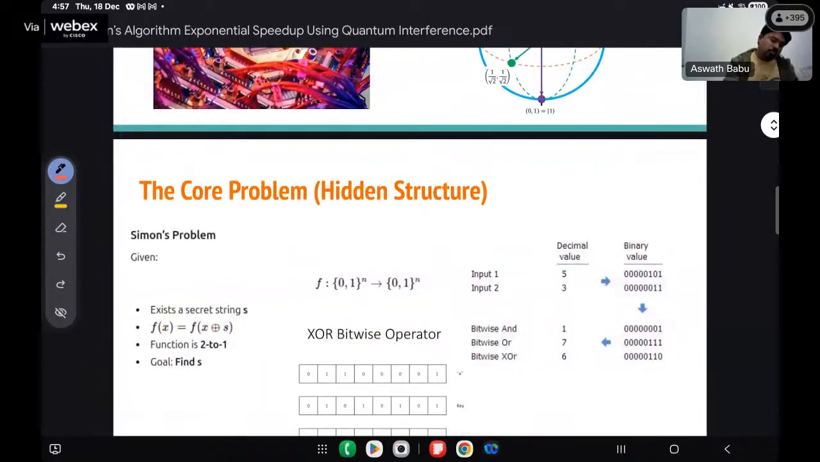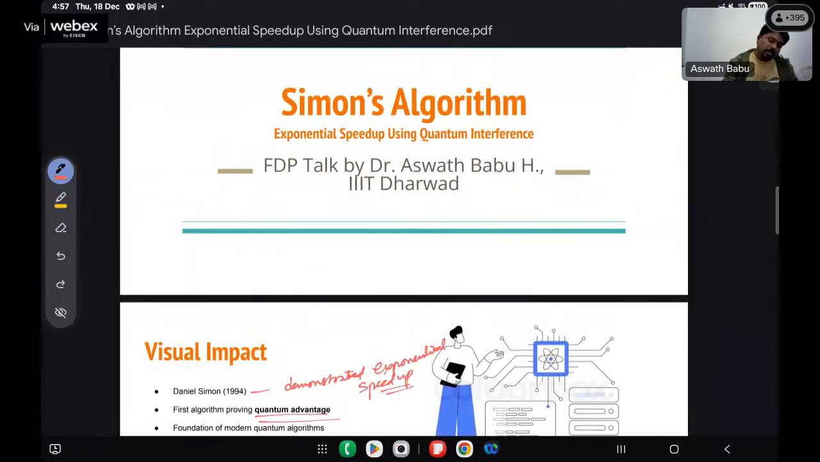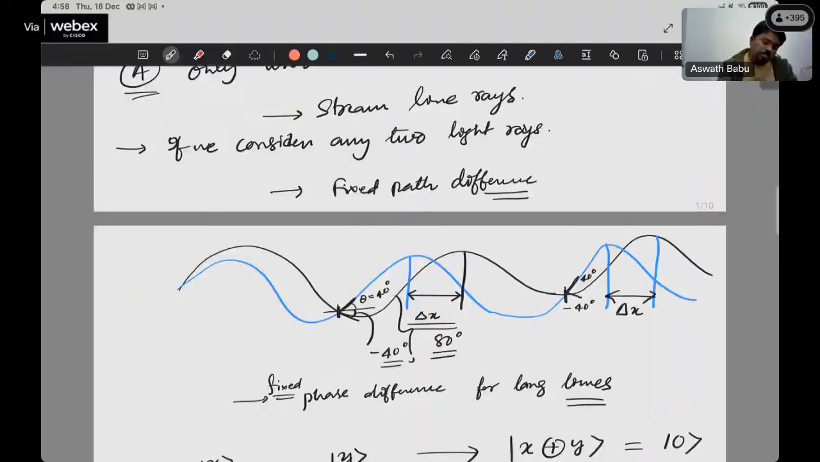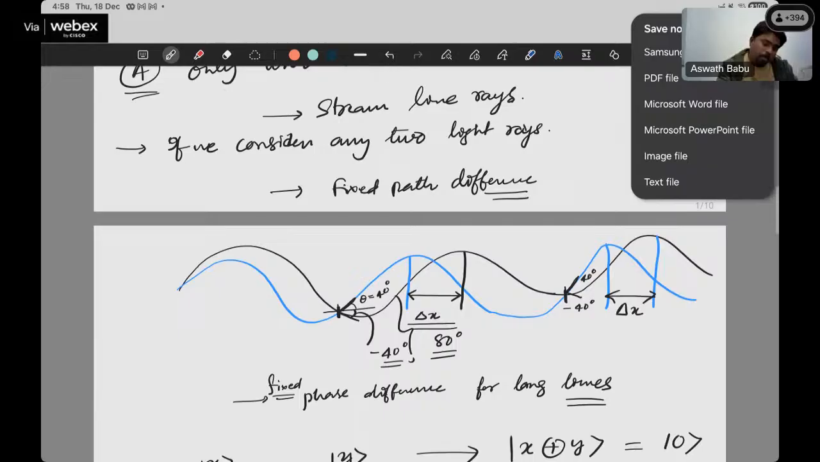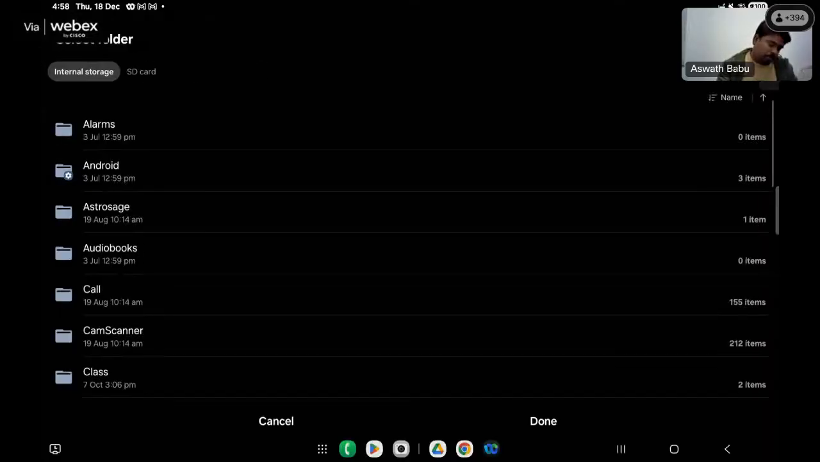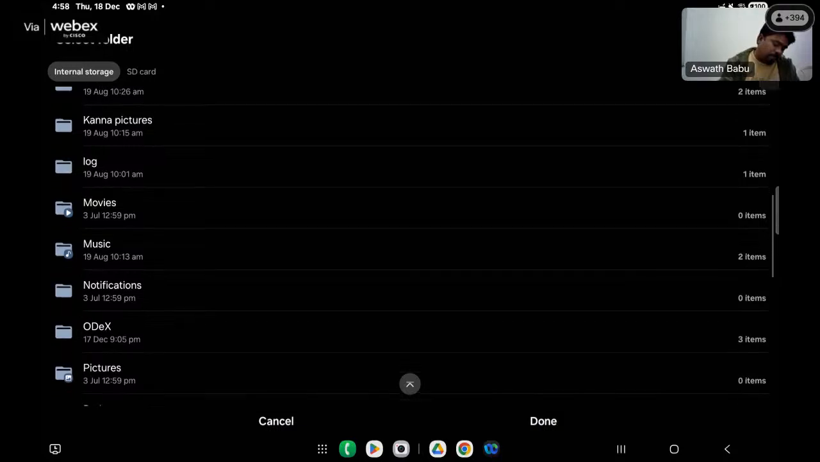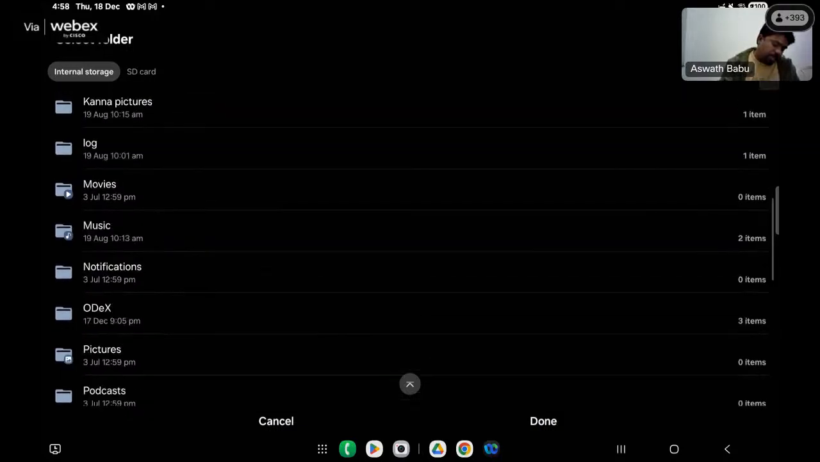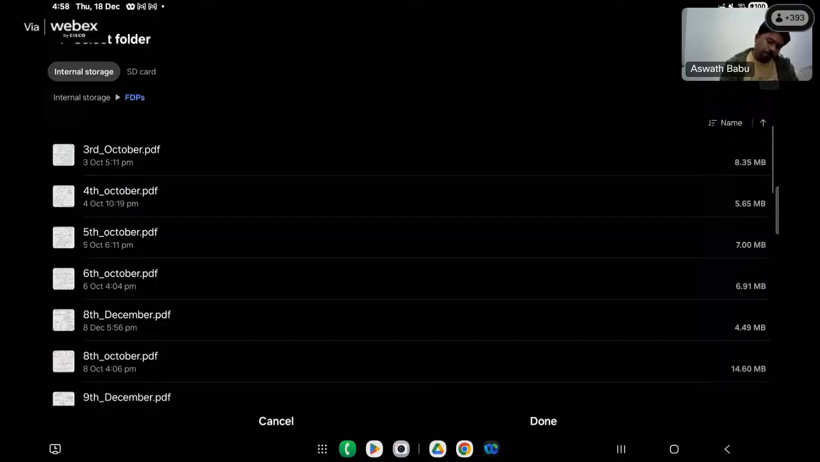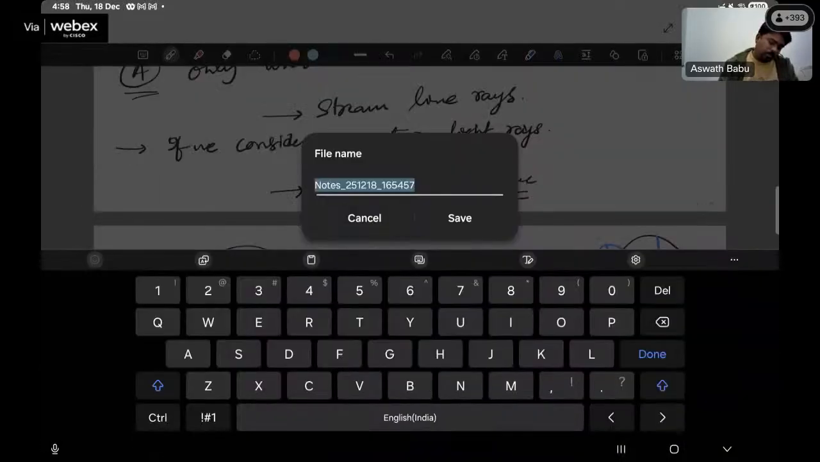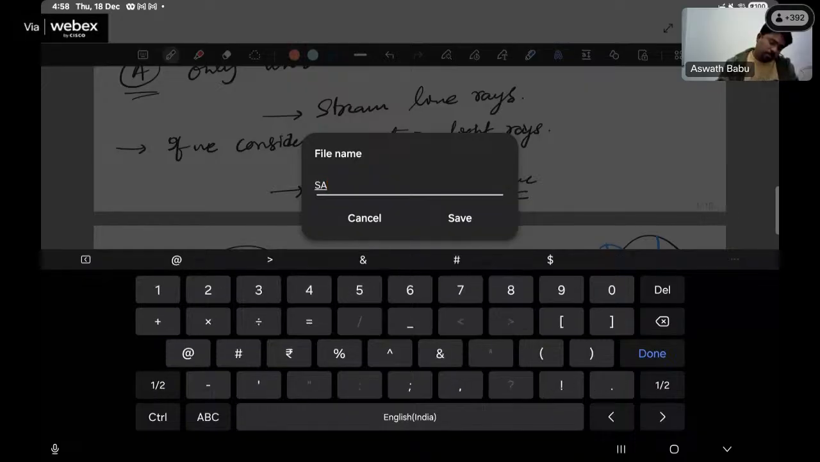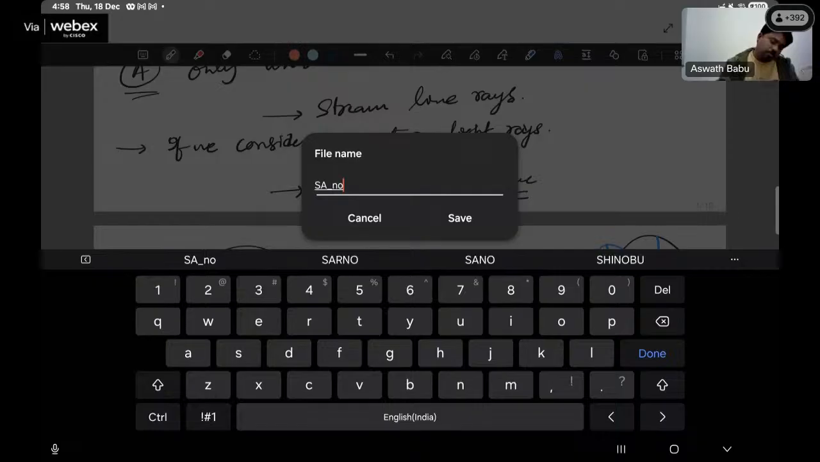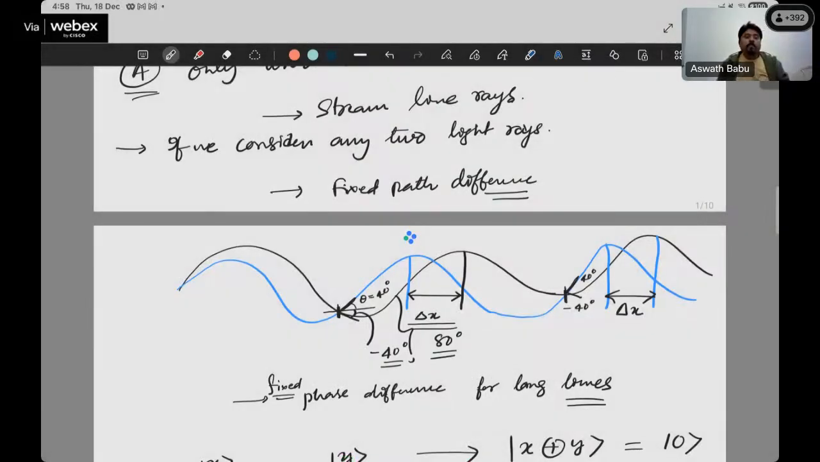When it comes to understanding Simon's algorithm, I'll be saving my hand notes, which are more elaborate. I will also share what kind of notes I have used for that, on Simon's algorithm, so you can use them.